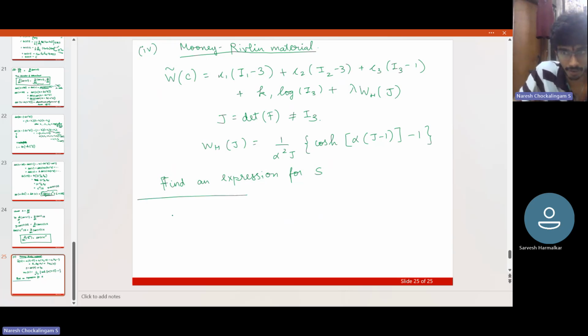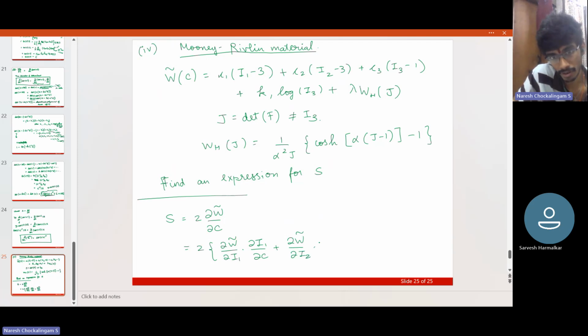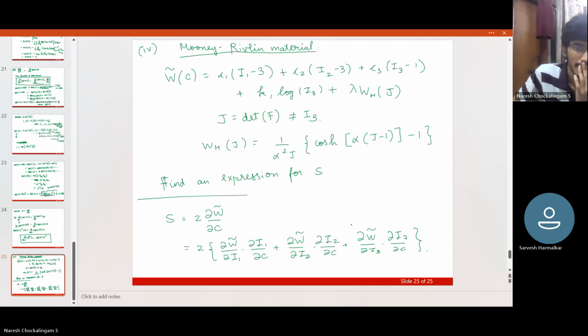So let us start. We know that S is given as 2 times ∂W/∂C. This is where we started. And we also saw it is nothing but 2 times (∂W/∂I1 ∂I1/∂C plus ∂W/∂I2 ∂I2/∂C plus ∂W/∂I3 ∂I3/∂C). But in this case, we also have a J dependence, which is not I1, I2, I3. We have a J dependence, and we'll see what J is.